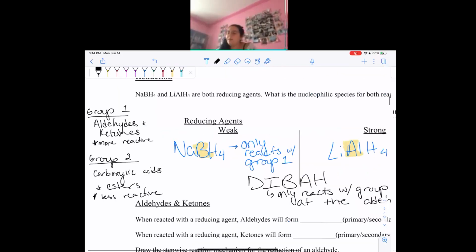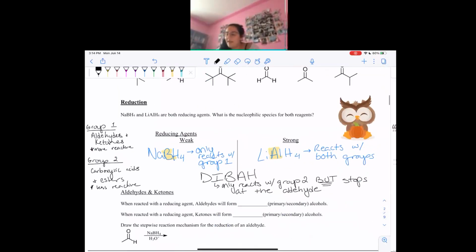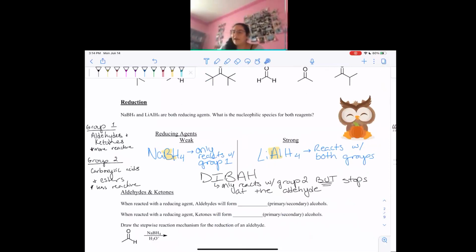So the other thing that we talked about was DIBAL. And this usually comes back for the final. It's not on this exam, but I do want to point it out here. So it's only going to react with group 2. So only these guys. And it's going to stop at the aldehyde. So we kind of say it's a weak, strong kind of in between there.